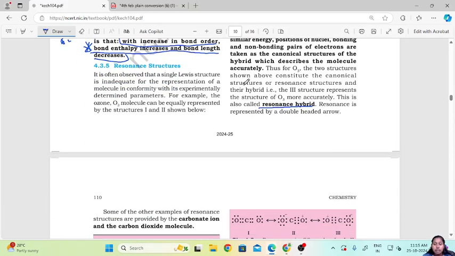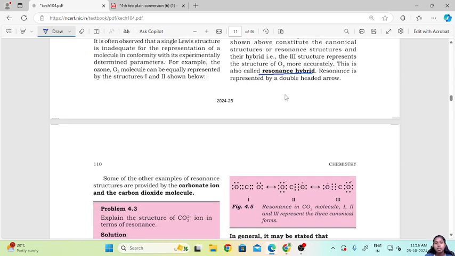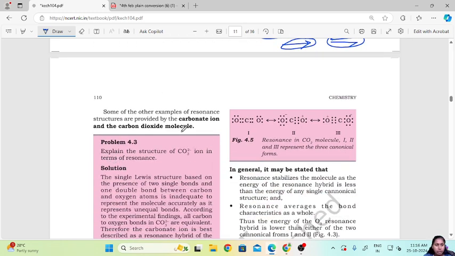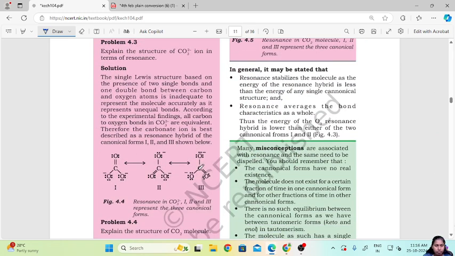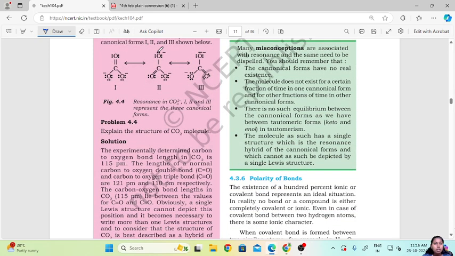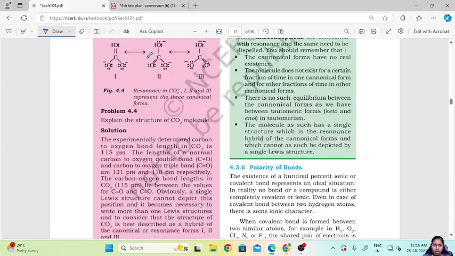Now resonance is represented by a double-headed arrow. Basically, between two resonance structures we show a double-headed arrow. For reactions we show a single-headed arrow, or something like this. This means it is a reversible reaction. This means it is a one-way reaction, and this arrow depicts the resonance structure. Some of the other examples of resonance structures are carbonate ions and carbon dioxide molecules. Here they have given you the resonance structures of carbonate, that is CO3, and the carbon dioxide molecule.